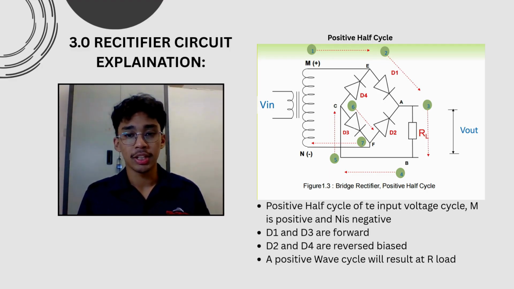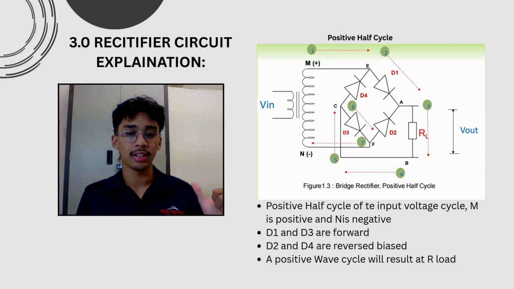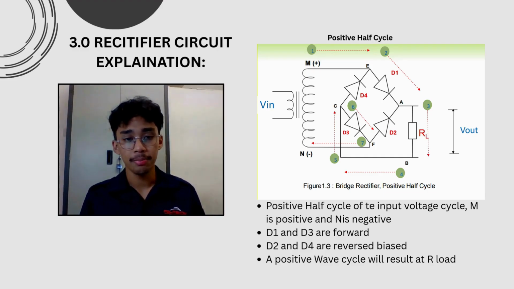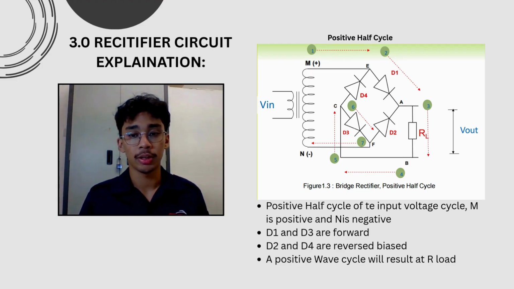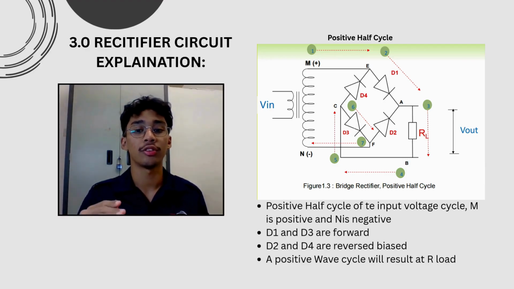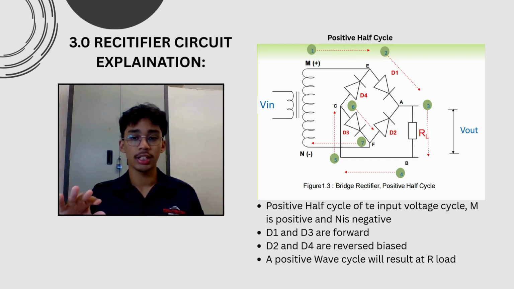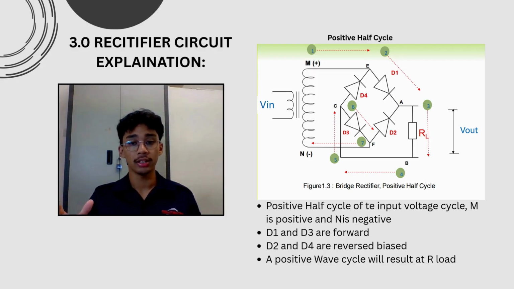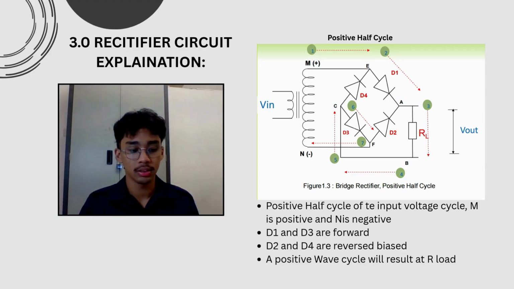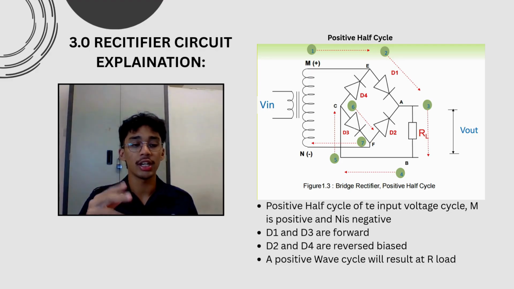Now the rectifier circuit explanation. In a bridge rectifier, there are two cycles, which are the positive half cycle and the negative half cycle. For the positive half cycle of the input voltage, M is positive and N is negative. D1 and D3 in this image are forward bias, and D2 and D4 are reverse bias. Current flows from point M to E, then goes to D1, to A, to RL, then to B, then flows to C, D3, F, and finally N. A positive wave cycle will result at the R load.